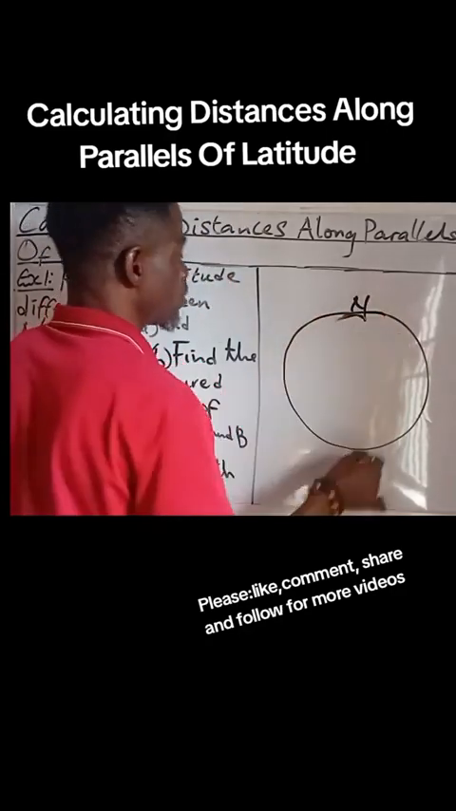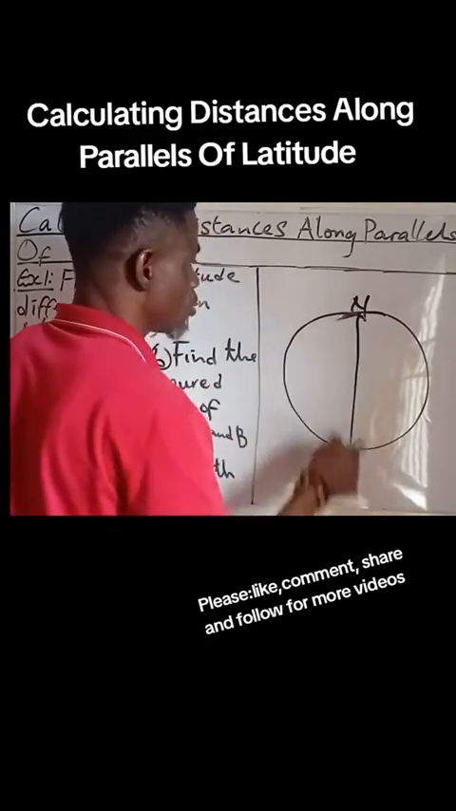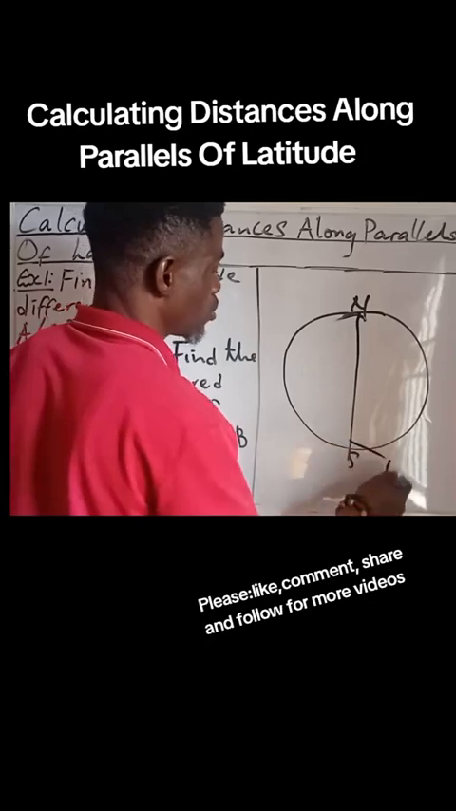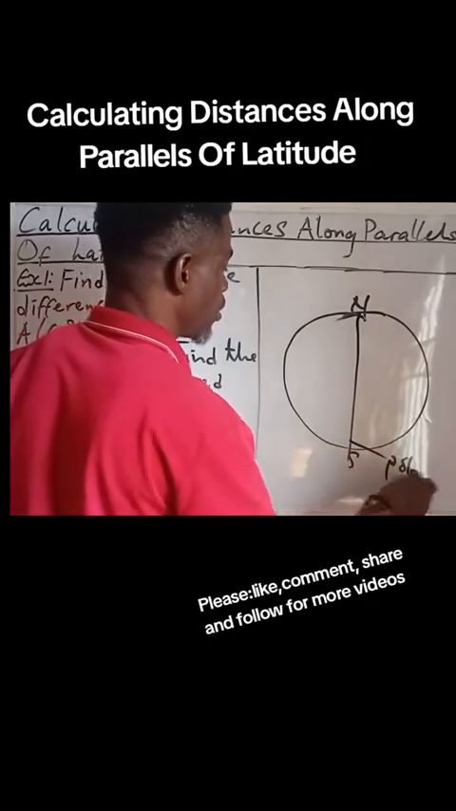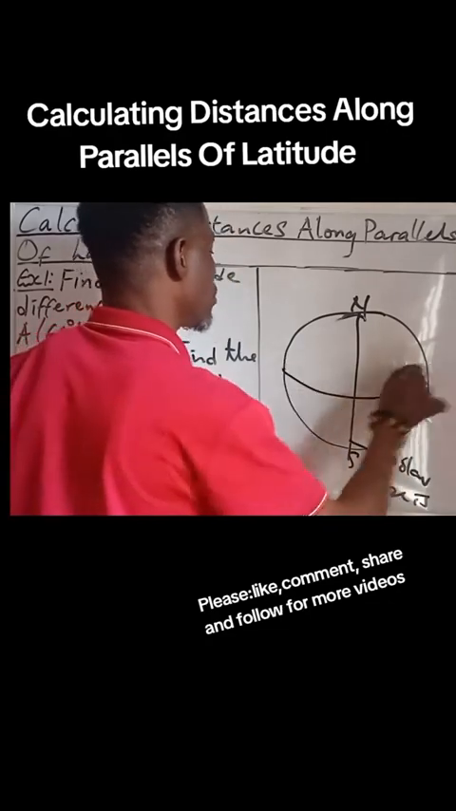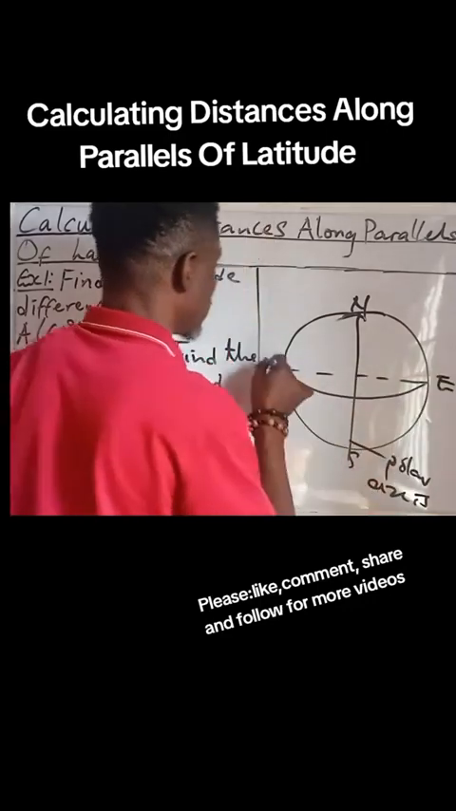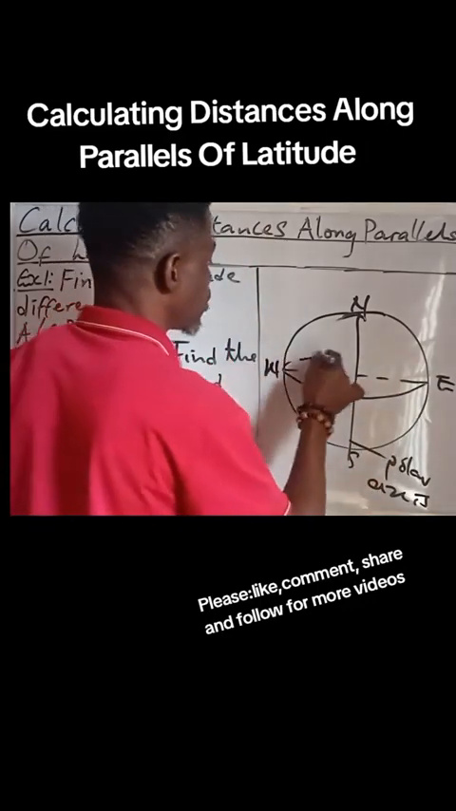and this is north, this is south. Let's say we have the north and south pole, which is known as the polar axis. Let's say these are our equator, which is east, and this is west. These are our equator.